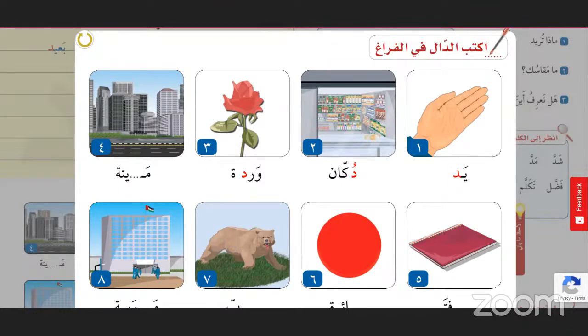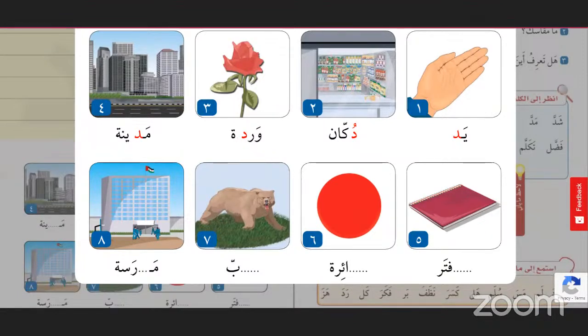Moving forward. Ayman, are you with us today? Yes, sir. Okay, read the words, the first line, please. Yad, hand. Dukan, not dukan. Dukan. All right. Warda, okay. Medina. You're missing out the ta marbuta from your chest. Medina. Okay.